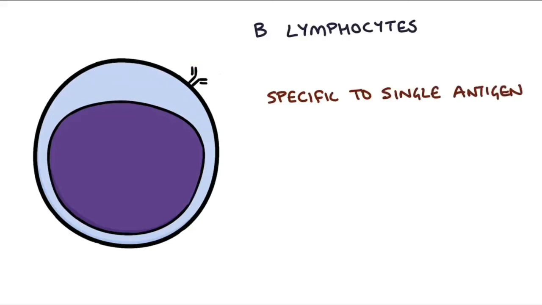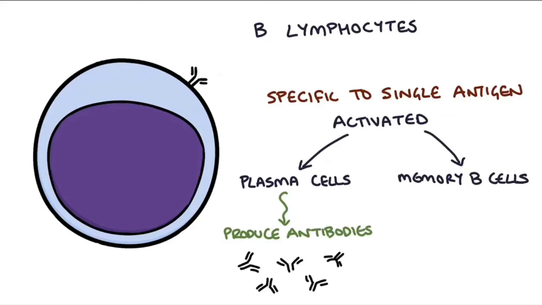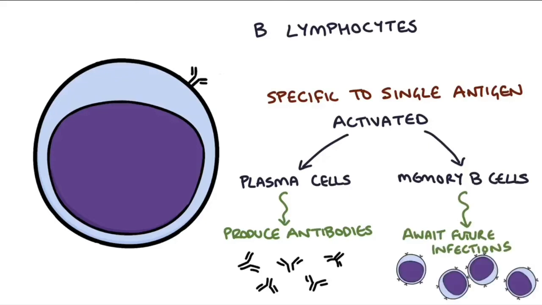The role of the B cell is that once it is activated by the specific antigen, it multiplies furiously and becomes either plasma cells or memory B cells. Plasma cells produce vast quantities of antibodies against the pathogen, and the memory B cells hang around long after the pathogen has been cleared so that they can respond much quicker when they encounter that pathogen again.